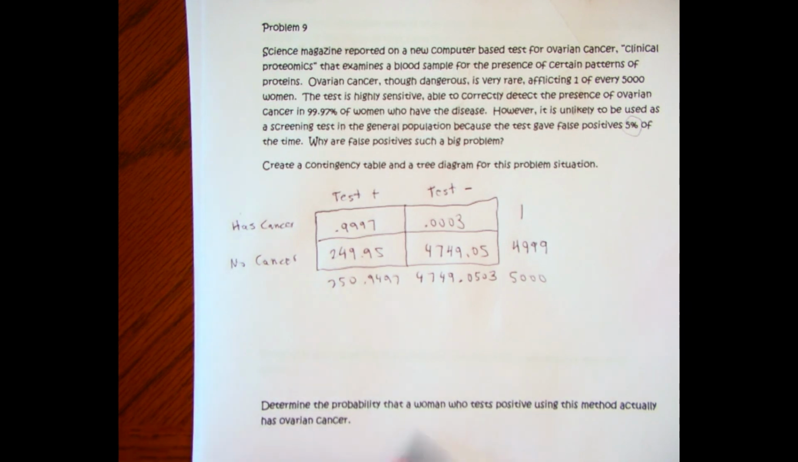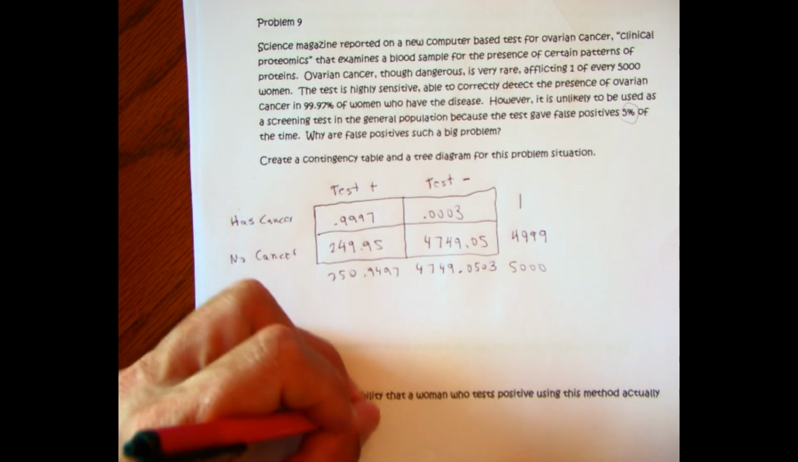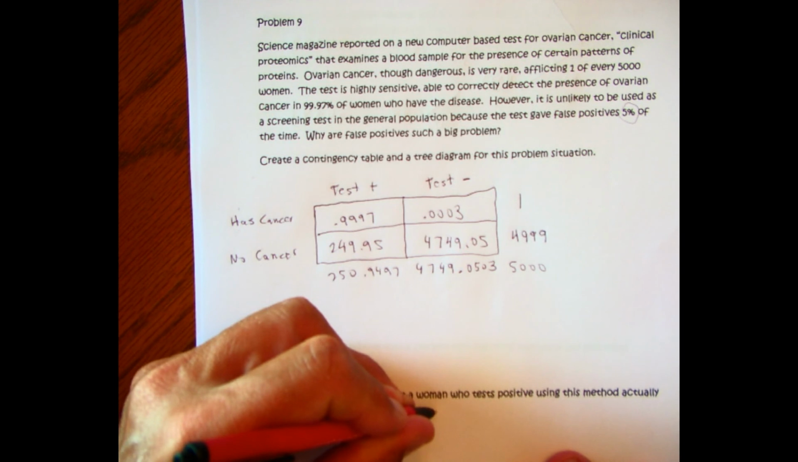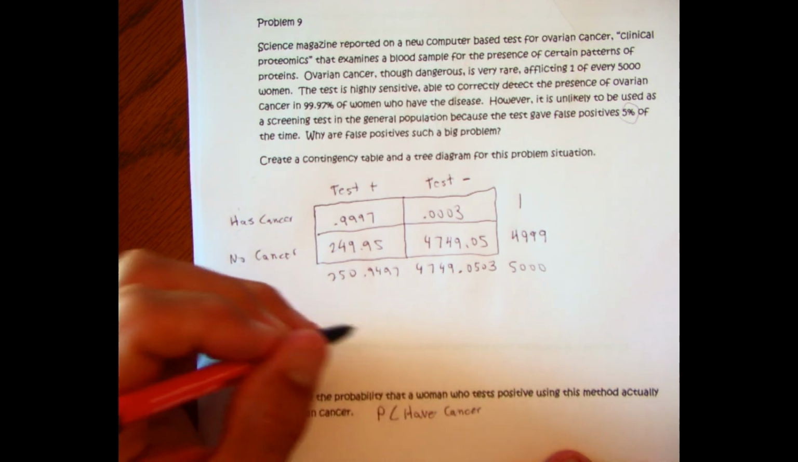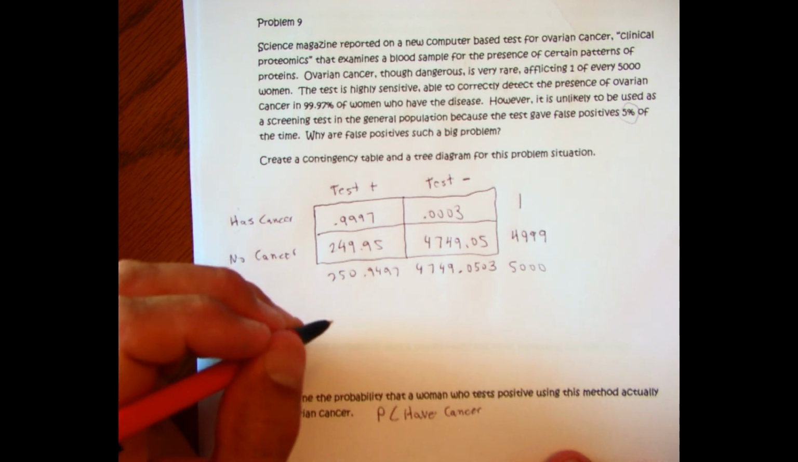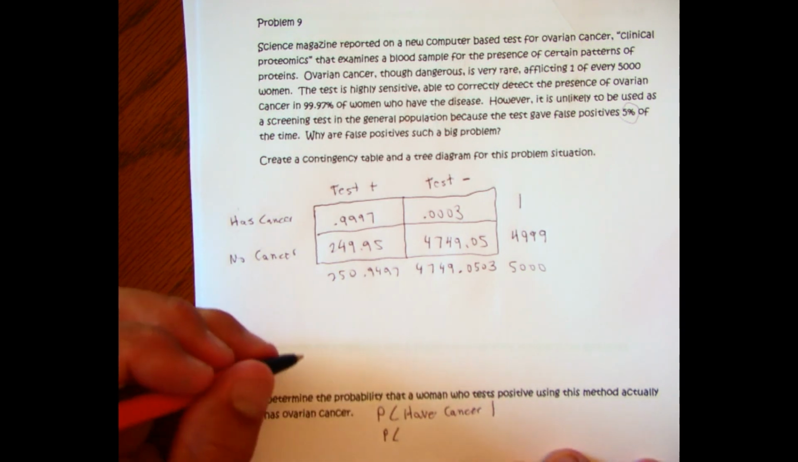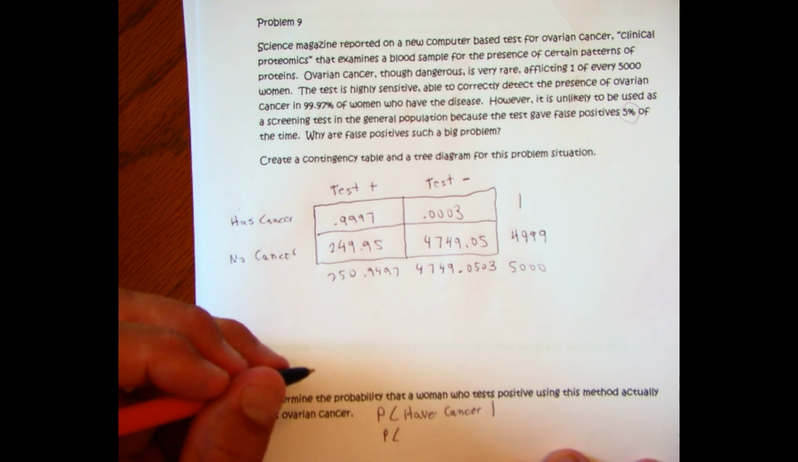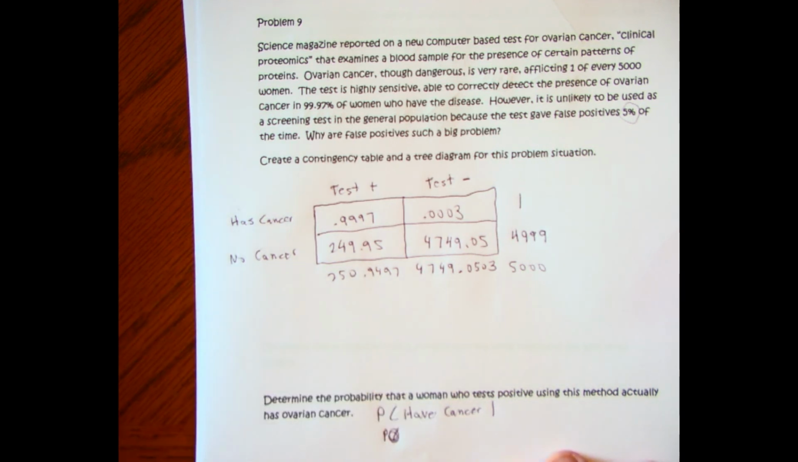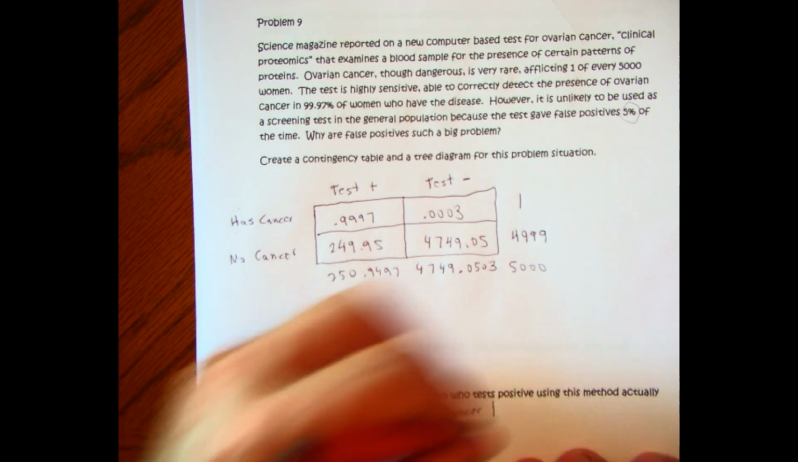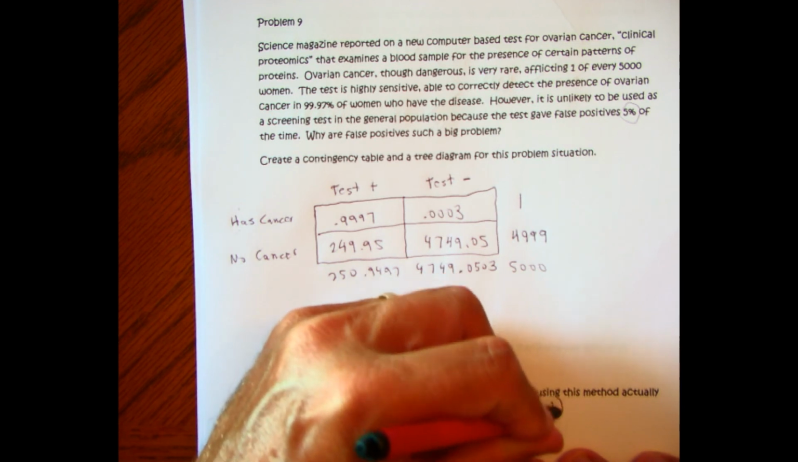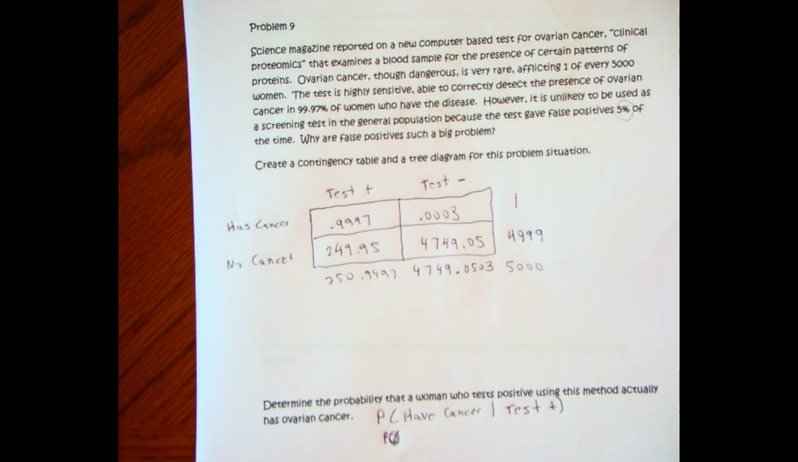So now we have this question: determine the probability that a woman who tests positive using this method actually has cancer. So we're looking at this probability that they have cancer given that they, oh, well, I think I did that backwards. Okay. So, yeah, they have cancer given that they test positive. That's what it is.